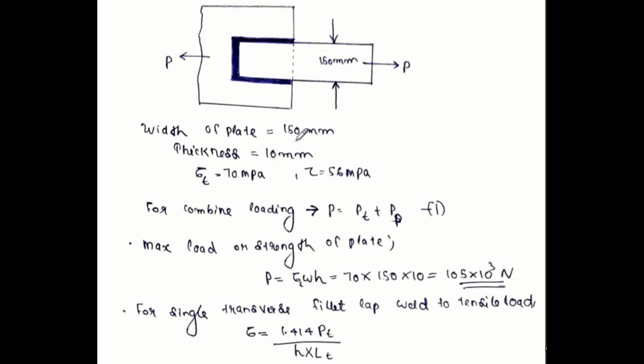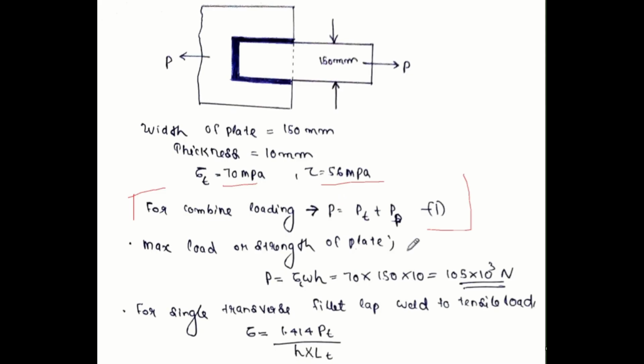We have the width of the plate 150, the thickness, and the tensile stress and shear stress given as 70 megapascal and 56 megapascal. The one thing we have to know before solving this problem is combined loading. Due to the axial load, there will be a tensile effect and shear stress; both stresses are developed. That's why both values are given. So we have combined shear loading and tensile loading due to this axial loading.